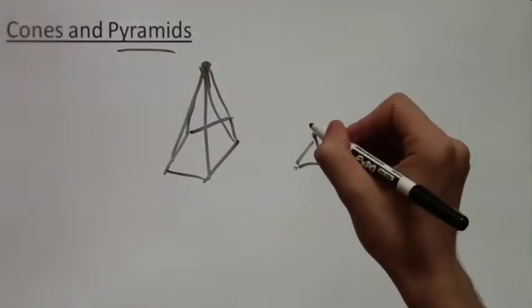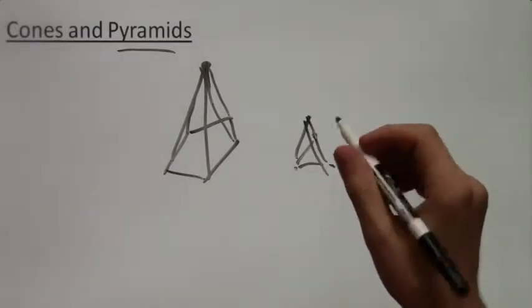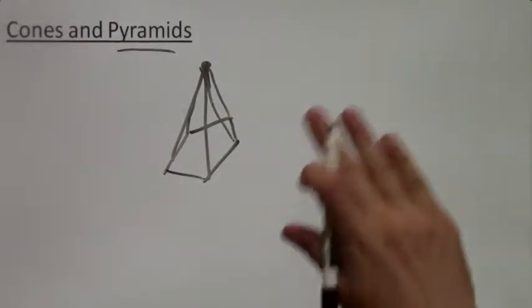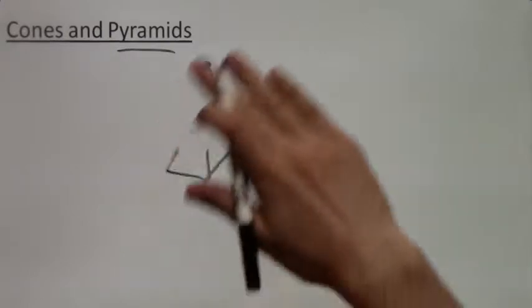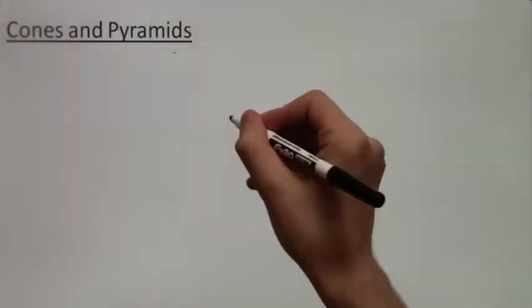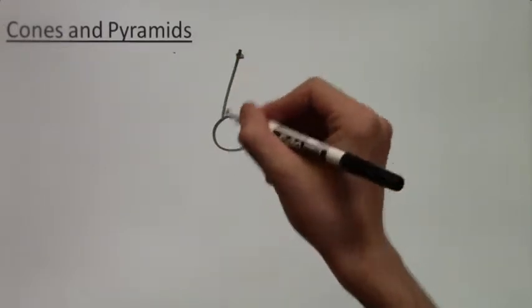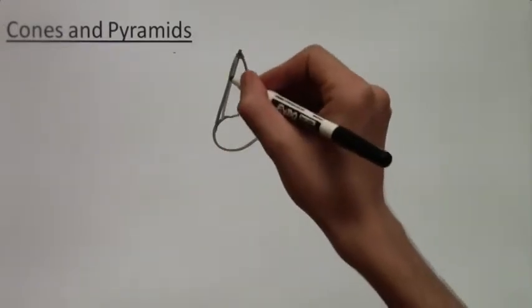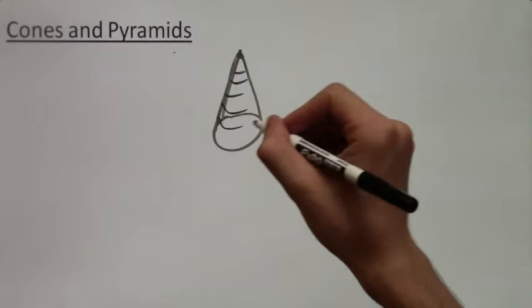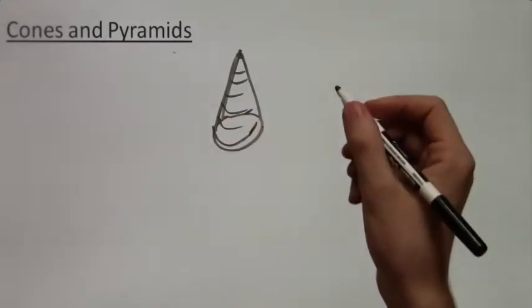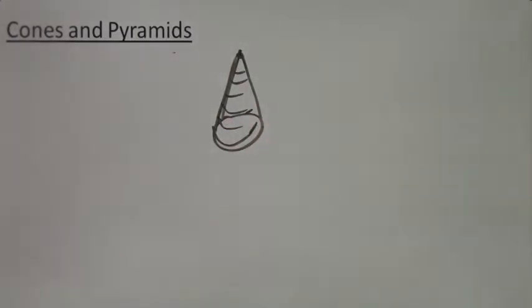You could have a triangular base. It doesn't matter what shape the base is. The pyramids of Egypt have square bases, for example. And of course also cones. So cones are very similar to pyramids, but their base is a circle. And here I'm just adding the little three-dimensional looking lines. So that's what these objects are.